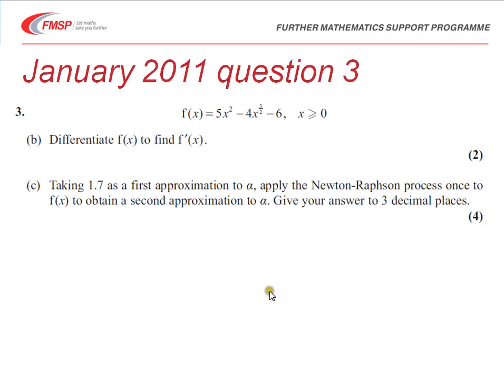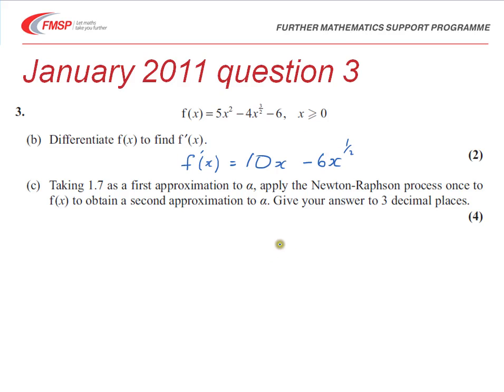This is a continuation of that question, and you can see it's Newton-Raphson this time. Well, with Newton-Raphson, the first thing we need to do is to find the derivative. So for this particular one, f dashed of x is equal to 10x minus 6x to the half, so multiplying by the 3 over 2. 4 times 3 over 2 is 6, reducing the power of x to the half.